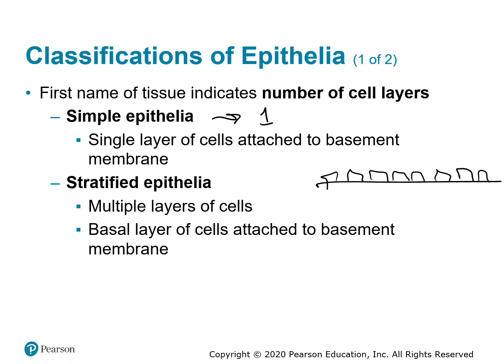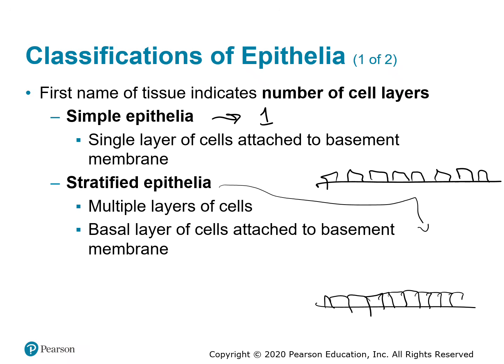Whereas stratified has multiple layers, at least 2, that are hanging out on that basement membrane. Well, one layer is attached to the basement membrane, but then there's a bunch of layers on top of it. So it looks kind of like that. It's getting uglier and uglier as I go up, but that's the gist of that.